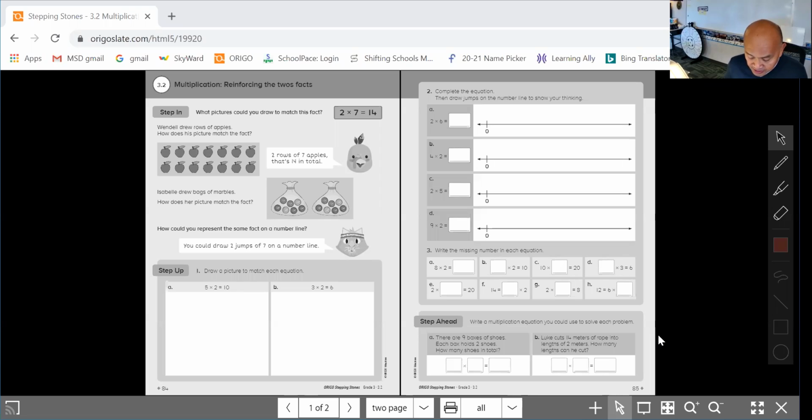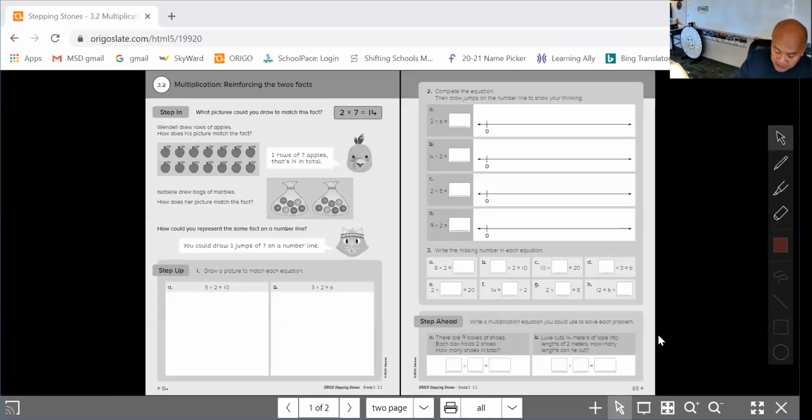Okay, now they did an example of 2 times 7. So for their picture, I think that's a turkey. The turkey drew 2 rows of 7 apples. Okay, 2 times 7. But the cat drew 2 bags, and each bag had 7 marbles. Okay, so those are 2 examples of pictures you can draw.